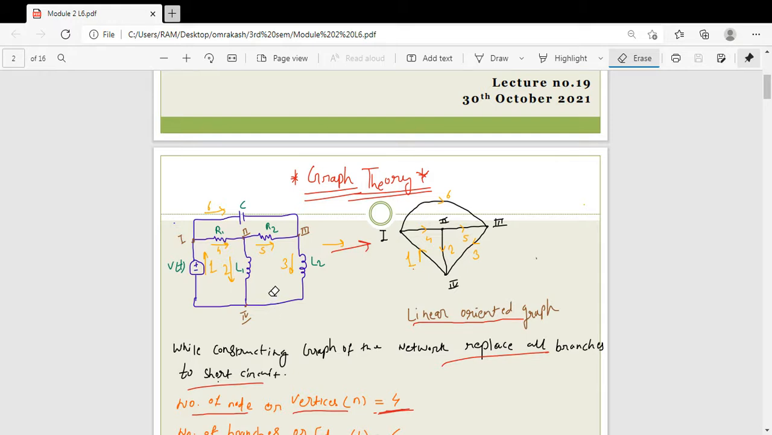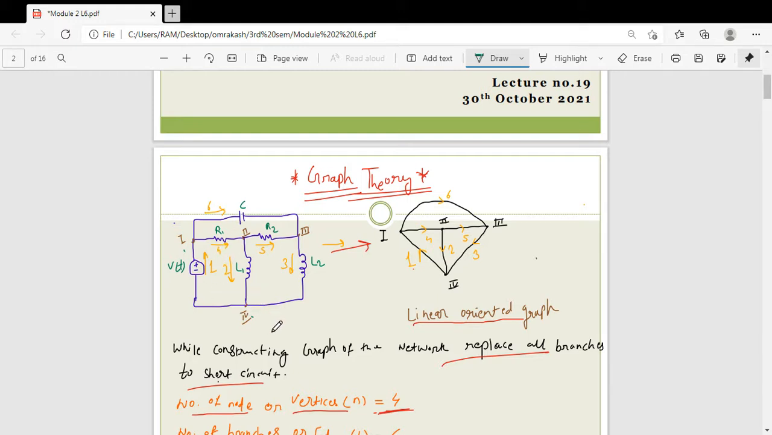In graph theory, we have to represent all elements short circuited, right? All elements are made short circuited and represented in such a way that in your graph you represent the number of nodes, and the nodes are connected with a number of branches. Now see here, there are four nodes: node 1, 2, 3 and 4, right? And each node is connected with some branches. So this is your branch, and some specific direction is given.